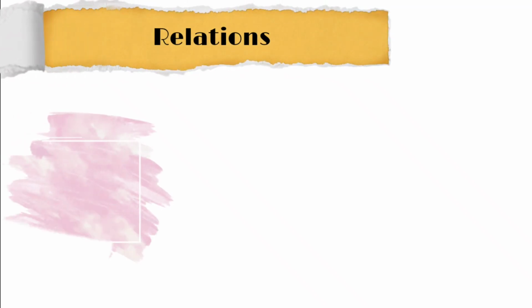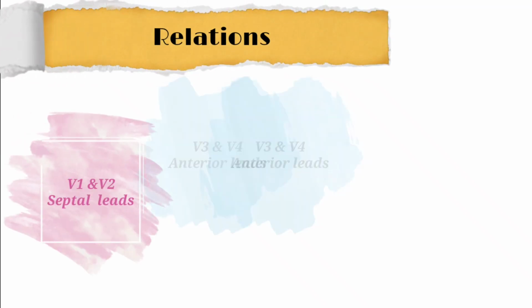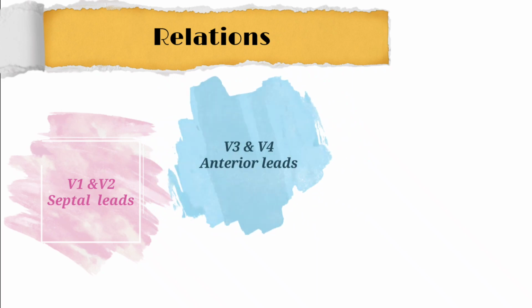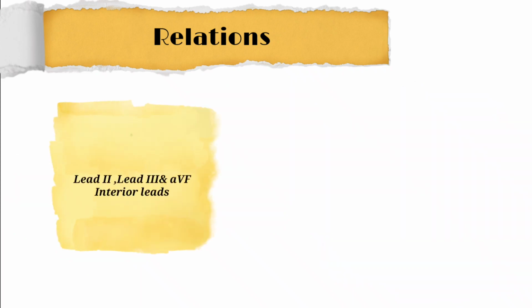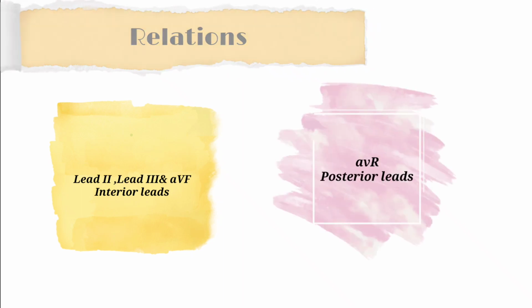Relations of ECG leads. V1 and V2 are septal leads, V3 and V4 are anterior leads, lead 1, AVL, V5 and V6 are lateral leads, lead 2, lead 3 and AVF are inferior leads, and AVR is a posterior lead.